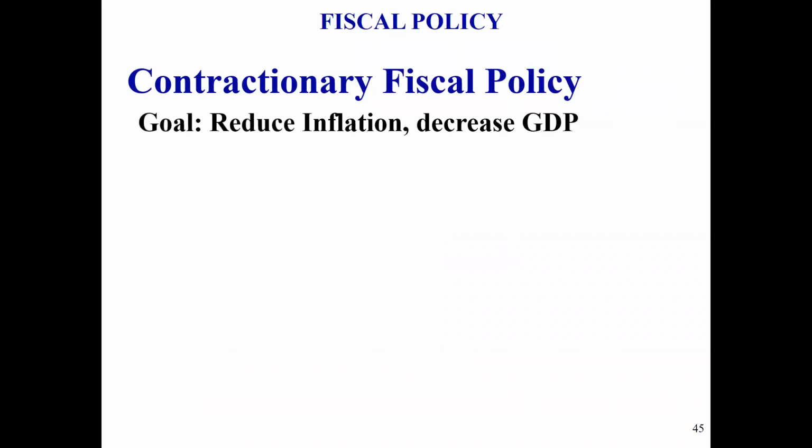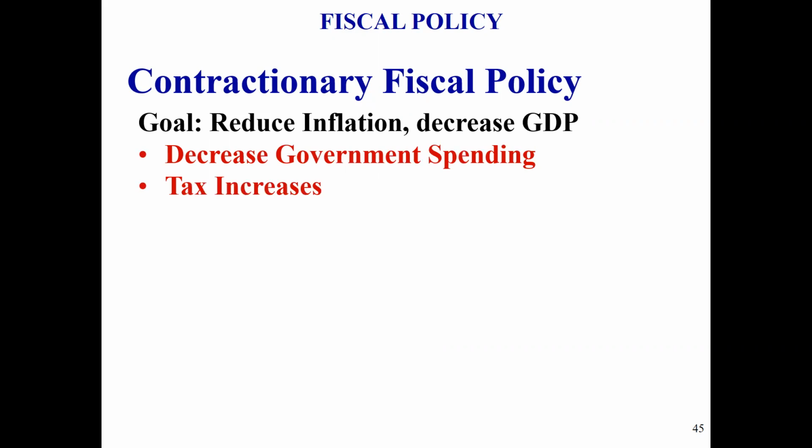Okay, contractionary is when you have an inflationary gap. You're trying to reduce inflation, decrease GDP, AD left. You're decreasing government spending, or you're increasing taxes, or you're doing them both. Okay, so when government intervenes, we're going to shift AD to get to the long run. When government doesn't intervene, we're going to shift SRAS to get to the long run.